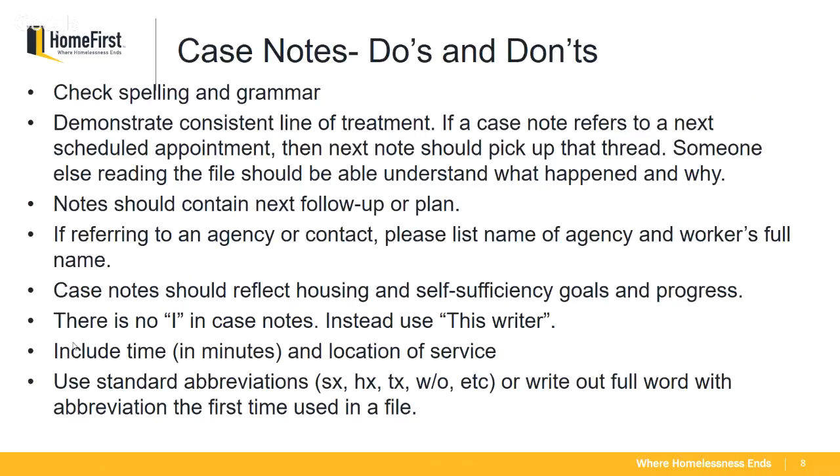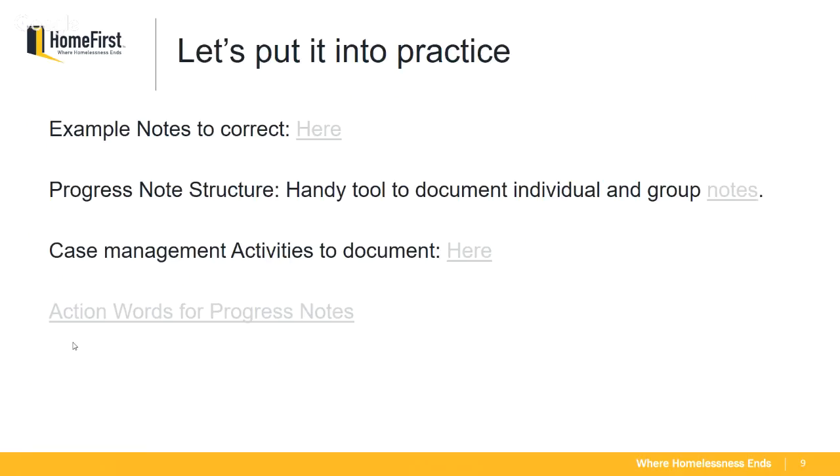Include the time in minutes always on the top of your note, and also document the location of your service so we can get a context of what was happening around you and when and how the service was provided. And if you're using standard abbreviations like symptoms, history, treatment, without, etc., you first have to write out that full word in each note, and the next time you write it, you could then abbreviate it and we will know what you're talking about. But you should never use an abbreviation without first spelling out the full word. So these are some do's and don'ts in writing a case note.